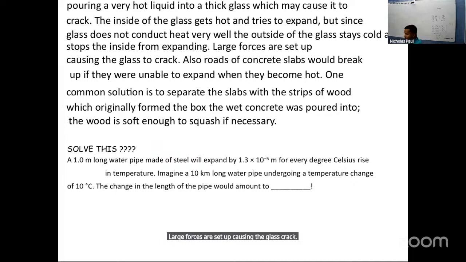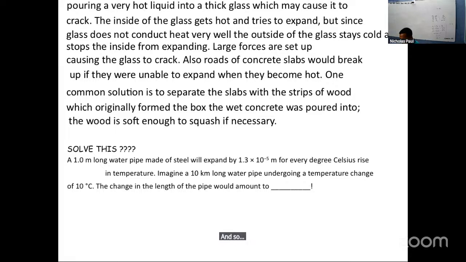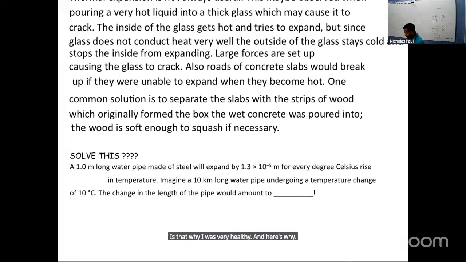Also, anybody ever have the parents put on concrete? What is there before you put concrete up? Okay, have a frame, right? Well, the frame is helpful too in some places. Is there something else? It's wires, right? Have metal in between. And here's why.